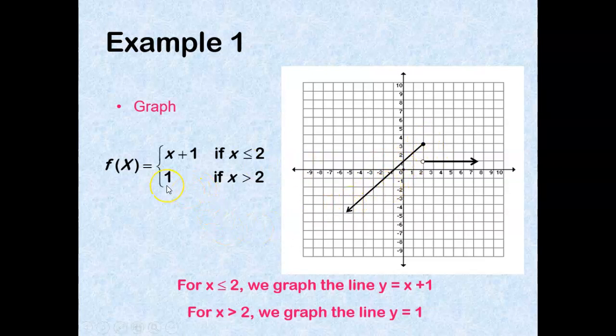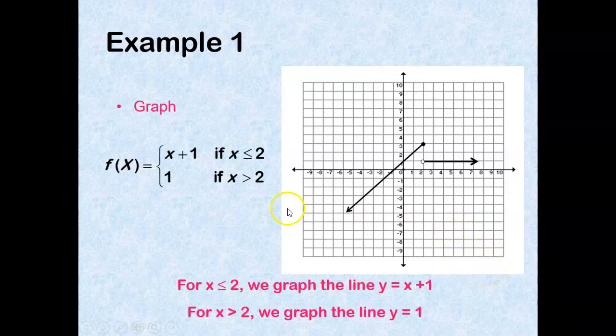The other part is a horizontal line at 1, but we only show it for the numbers greater than 2. Greater than means not included, so you can see right here on the graph that's an open circle. This still passes the vertical line test because when I draw the vertical line down here, even though there's two pieces that line up at the same vertical line, one is solid meaning included and one is open meaning not included, so we still have a function intact.